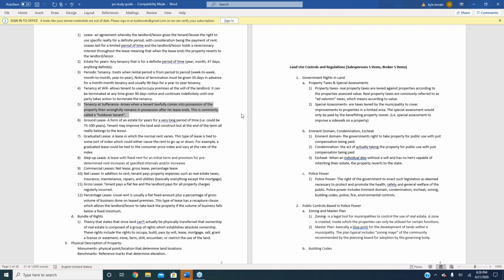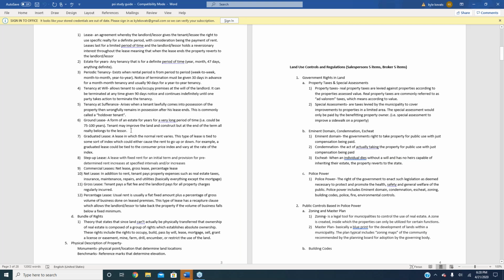You got to serve them with a notice to please leave, called the notice to quit, then take them to court, get a judgment of possession, and if they still don't leave, file for a warrant for removal, to have a warrant to forcibly remove them at that point in time. So that would be the process of trying to evict somebody. We'll talk about that later.